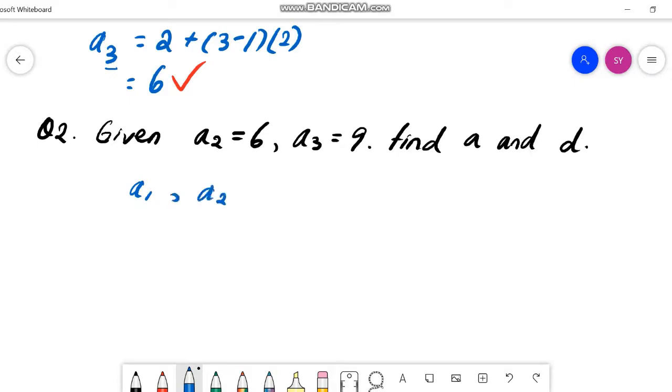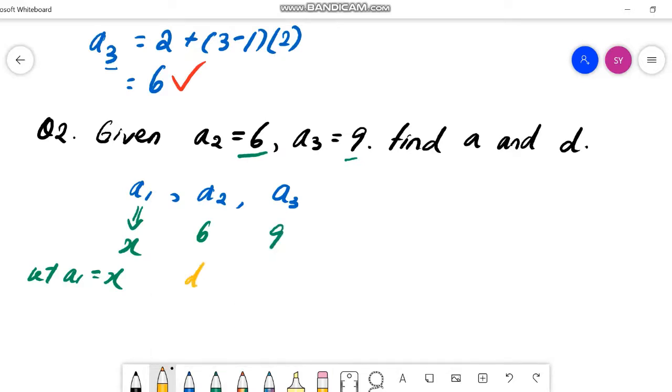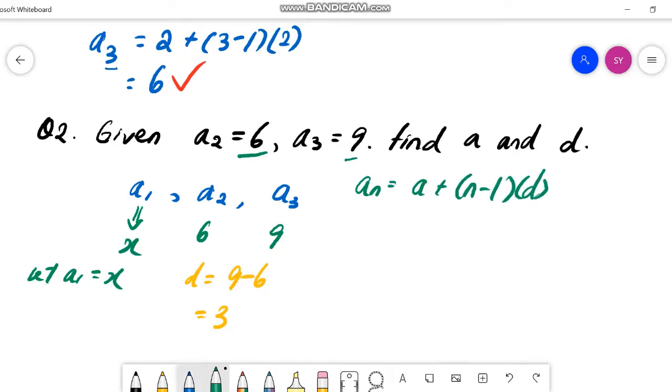So the sequence will be A1, A2, and A3. We do not know A1, so we will let A1 be X. And from the question, we know A2 is 6, so it's 6. A3 is 9. So the difference is 9 minus 6, you get 3. Using back the formula, A plus N minus 1 multiplied by D. We have A3 as 9 and A2 as 6.